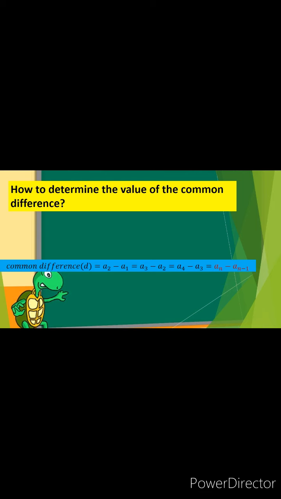In determining the value of the common difference, simply subtract the first term from the second term, that is a sub 2 minus a sub 1, or a sub 3 minus a sub 2, or maybe a sub 4 minus a sub 3, or that is a sub n minus a sub n minus 1.